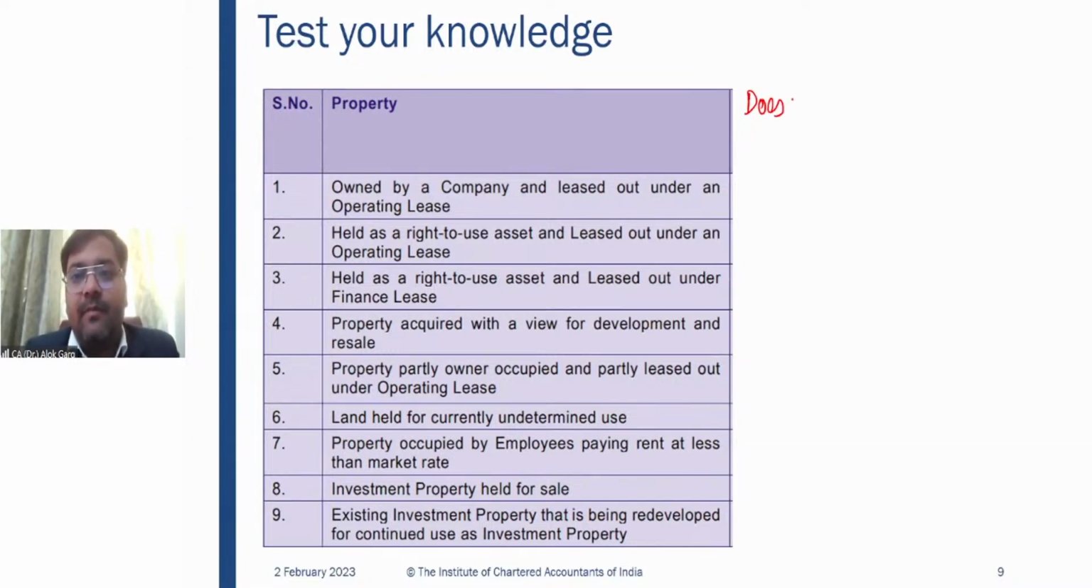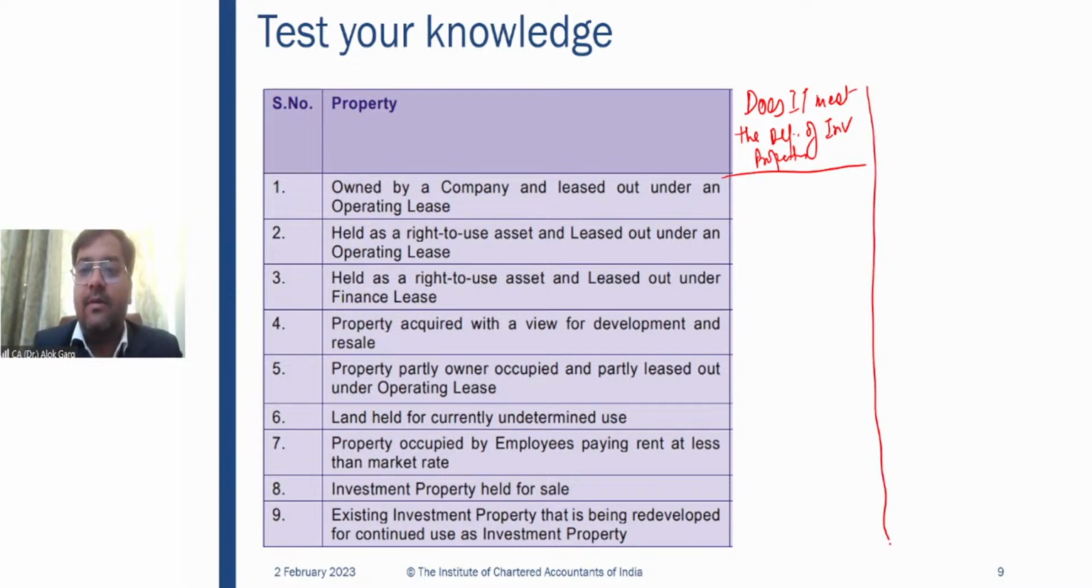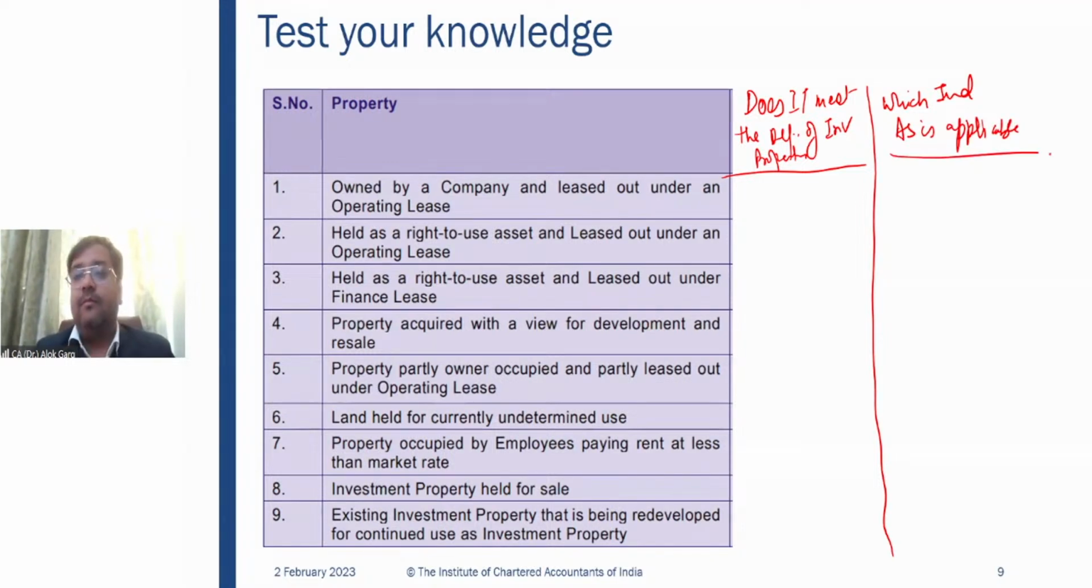Does it meet the definition of investment property? You have to tell me. Second, you need to tell me which Ind AS is applicable. So you have to tell me these two things: which Ind AS is applicable, and does it meet the definition of investment property?